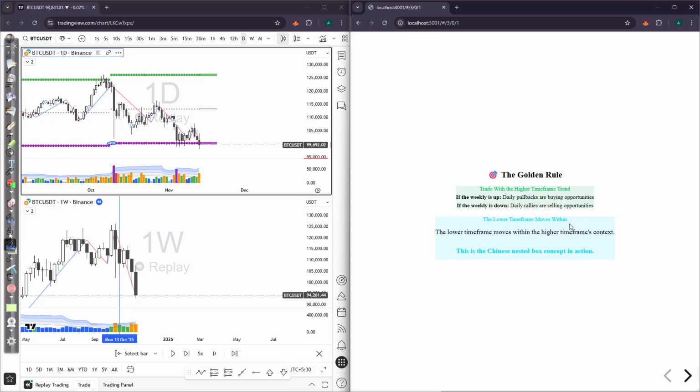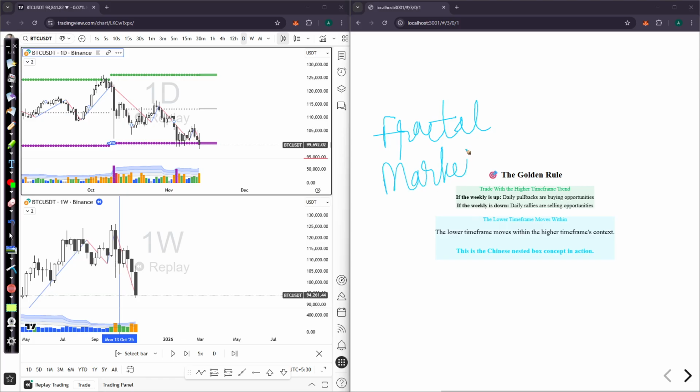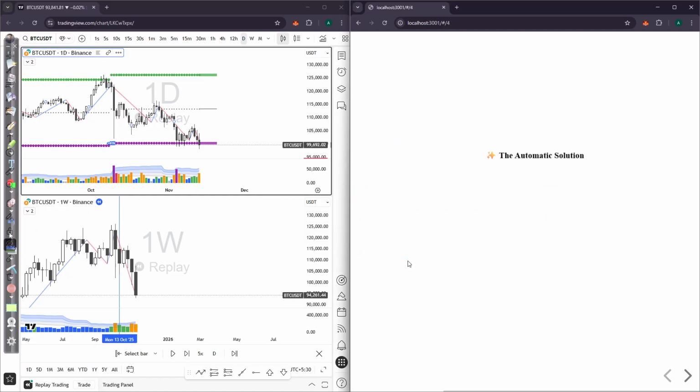And we know from the box theory is that the lower time frame moves within higher time frame. So this is the Chinese nested box concept in action. Like we know this Matryoshka box, right? The Russian box as well, I think. So you have like box within box within box. That's the fractal market theory that we know. Okay, fractal market. All right. So let's move on.